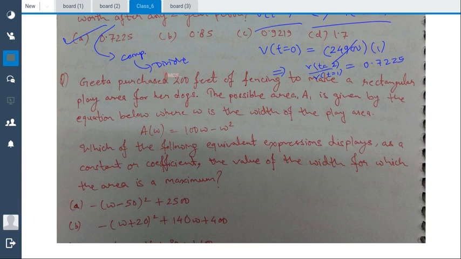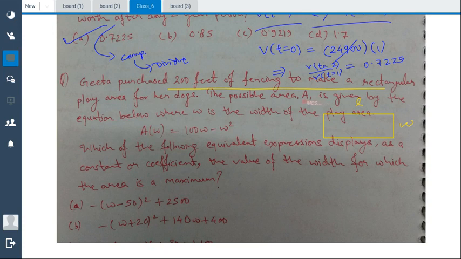Okay. So, Vaibhav purchased 200 feet of fencing to make a rectangular play area for his dogs. The possible area A is given by the equation where W is the width of the play area. So it is like a rectangular play area, and W is the width, and this is like the length.